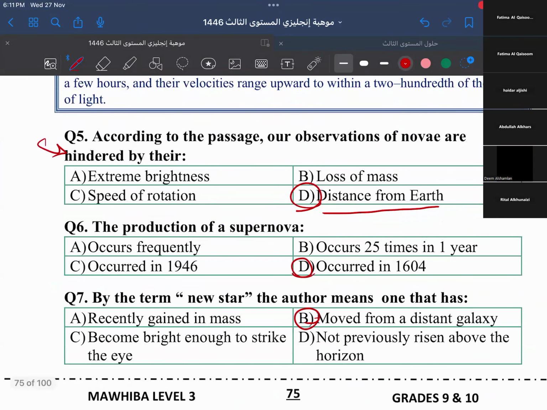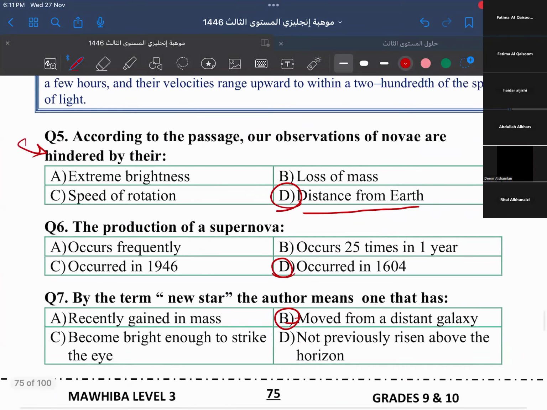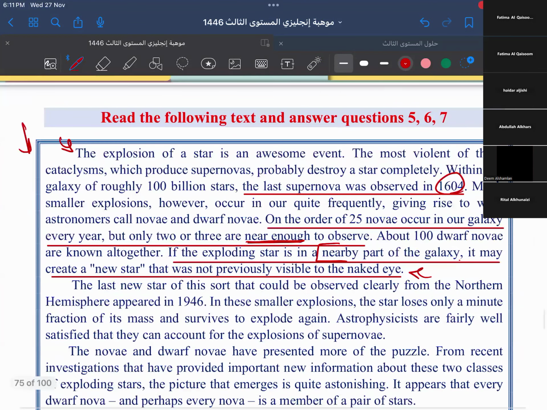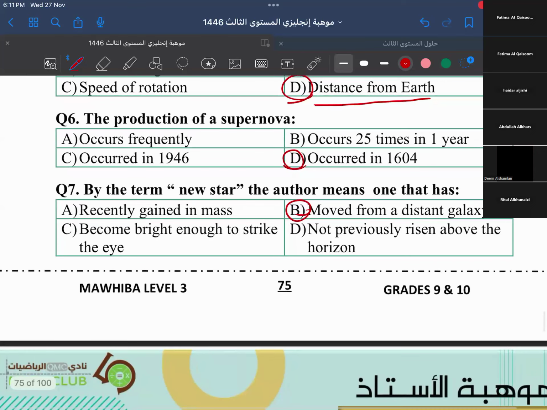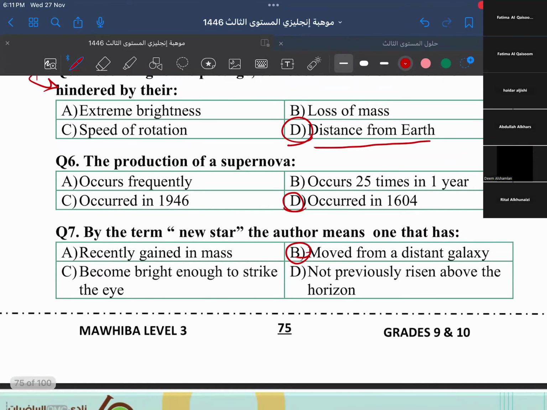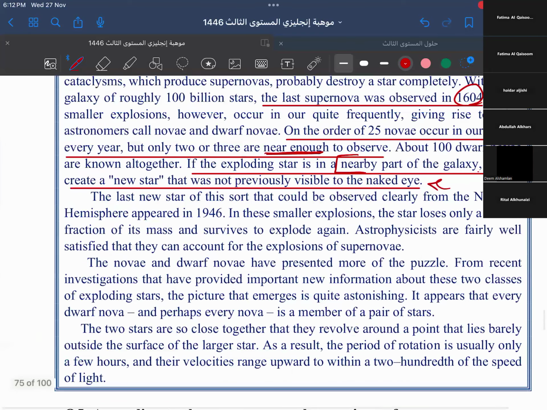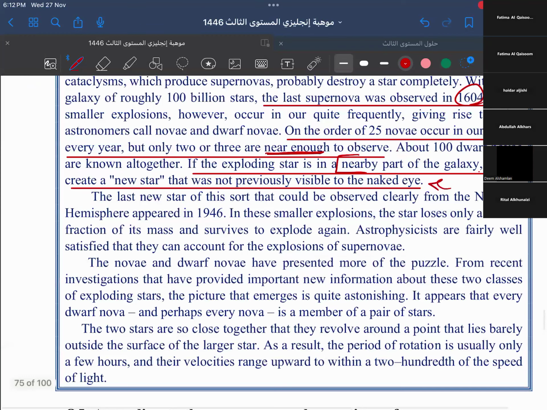In question 6, the production of supernova, we see that the sentence mentioned the last supernova was observed in 1604. And lastly, we have question 7. By the term new star, the author means one that has. The answer would be moved from a distant galaxy. You can see that if the exploding star is a nearby part of the galaxy, it may create a new star that was not previously visible.